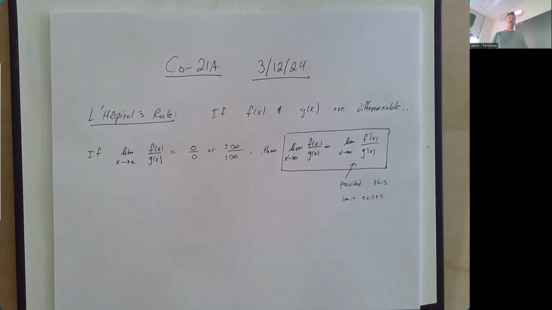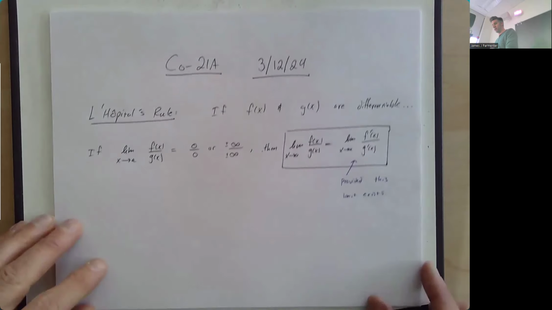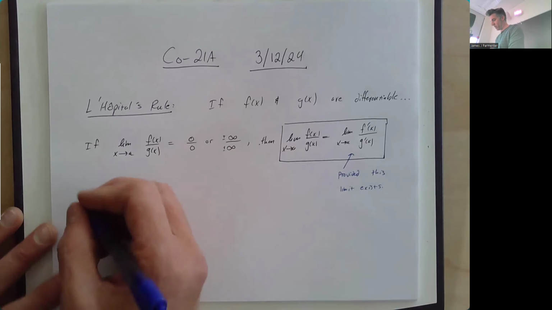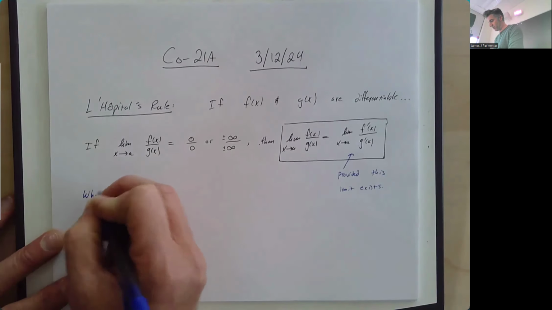Really, what I'm saying with that is that if this limit ends up not existing, it's weird to say the original limit equals a limit that doesn't exist. We would just say the original limit doesn't exist, but it's really not an issue that we typically run into. We're definitely not going to prove L'Hopital's rule because it's a bit complex, but I'll give you some reasoning behind why it might be true. So why might this be true?